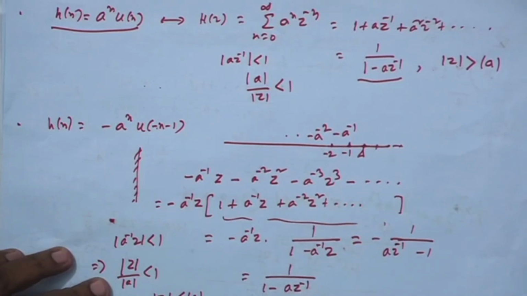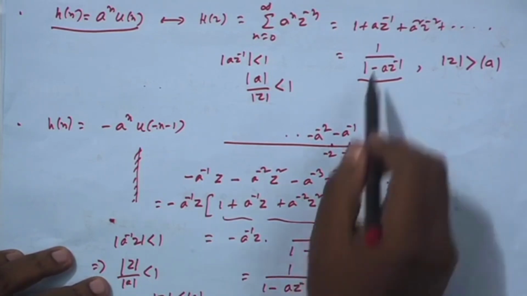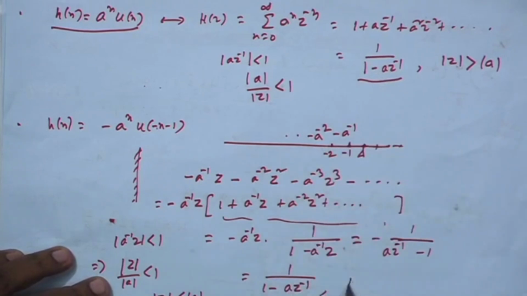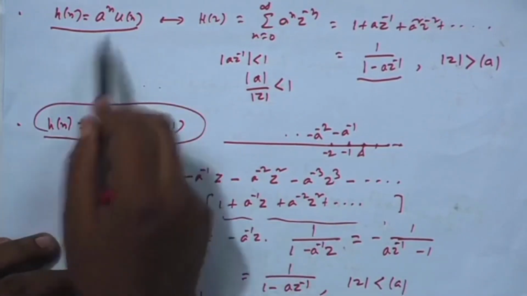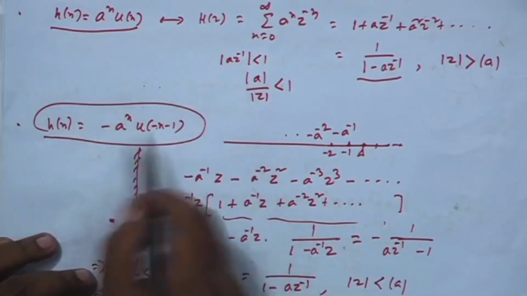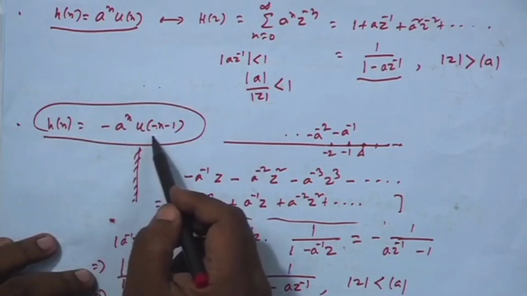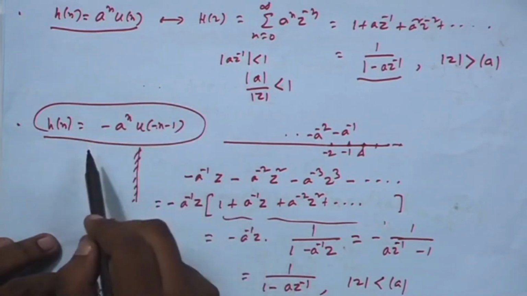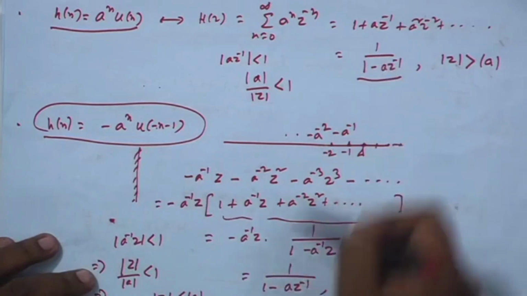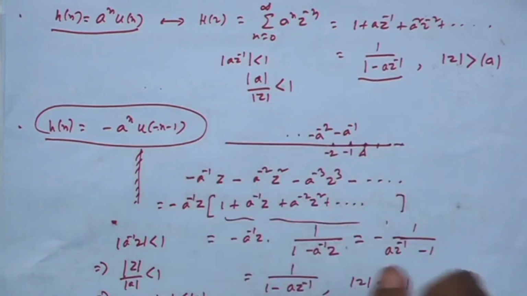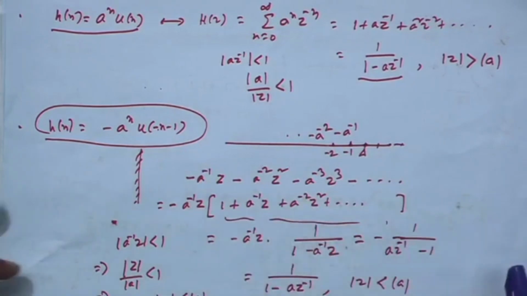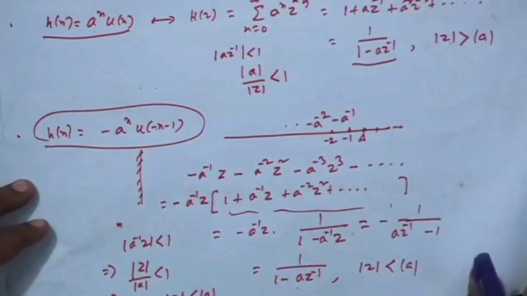So, I worked out this example earlier, same expression you get, but the ROC is different here. The ROC is inside the circle, and as a result your time domain sequence is different from this. This was right sided, it is left sided. It started at 0, it started at minus 1. Two different sequences having the same expression for the Z transform, but different ROCs. We will use these things in a general inverse transform calculation.